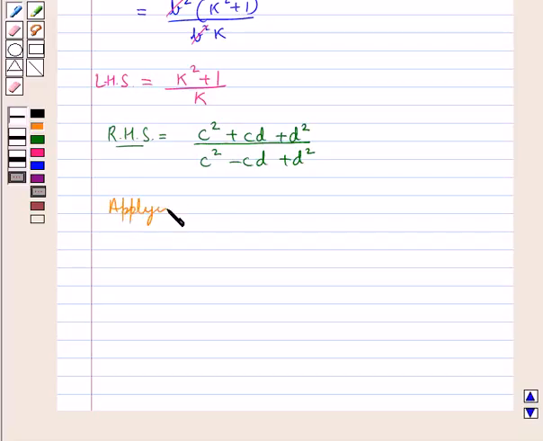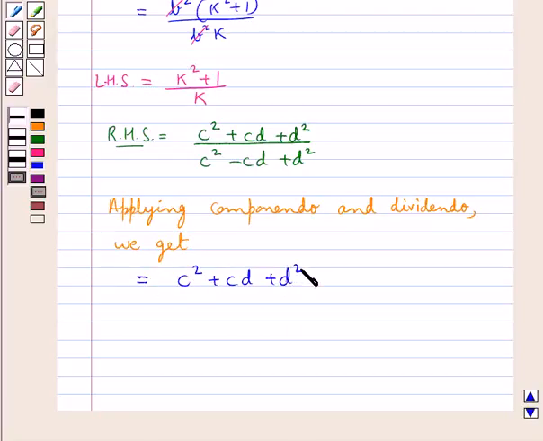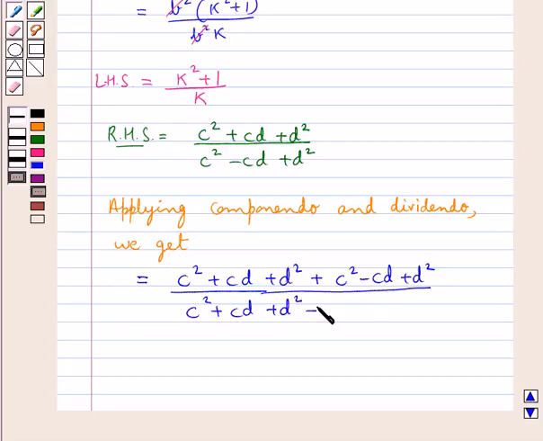So, applying componendo and dividendo, we get RHS is equal to the numerator, that is C square plus CD plus D square, plus the denominator, that is C square minus CD plus D square, this whole upon the numerator C square plus CD plus D square minus the denominator. So we would get here minus C square plus CD minus D square.